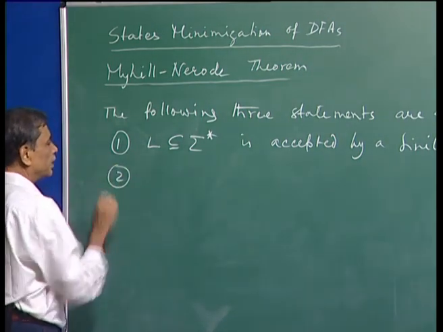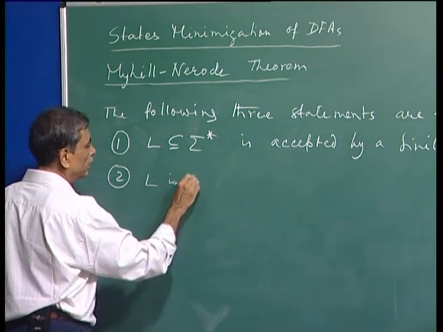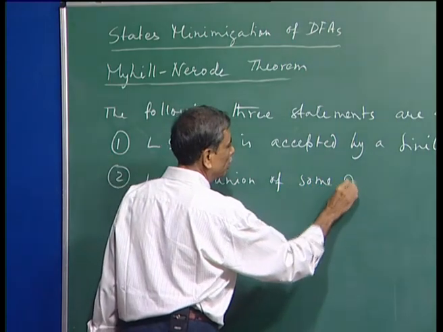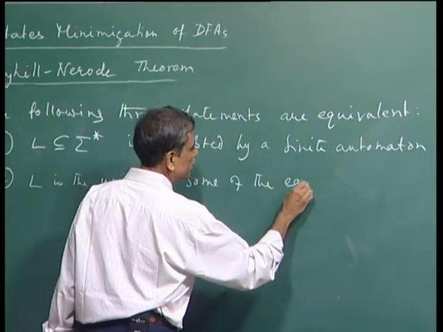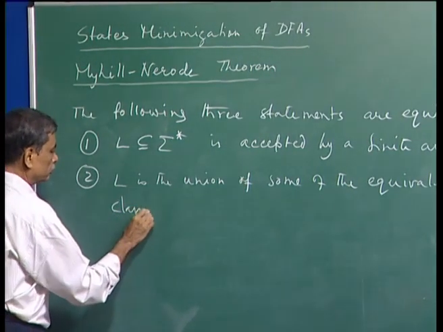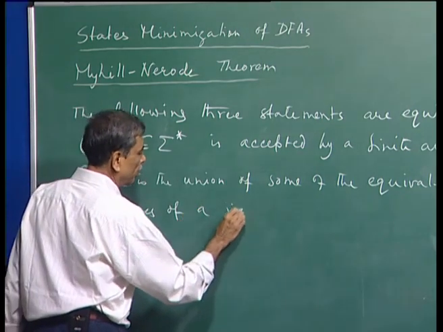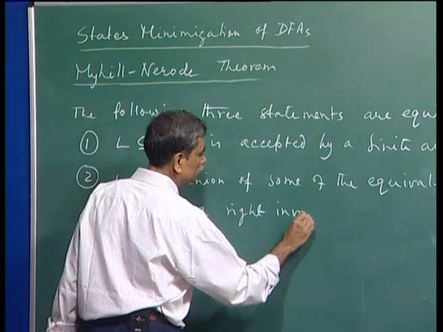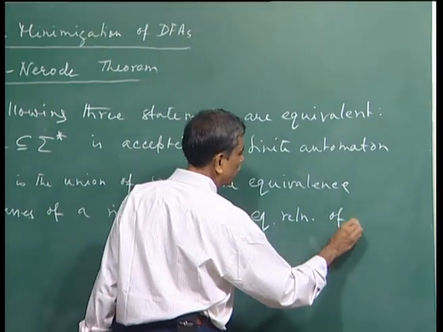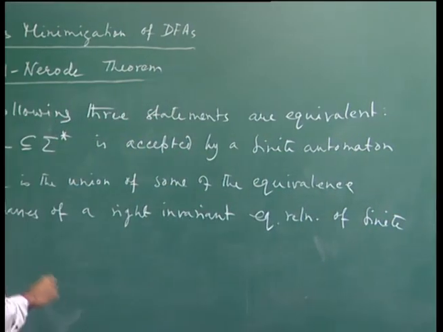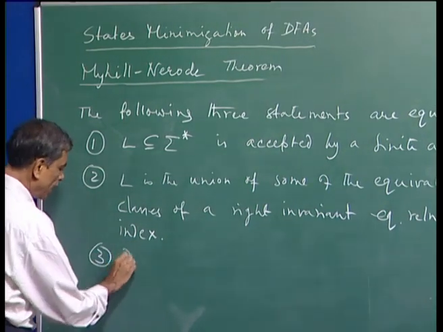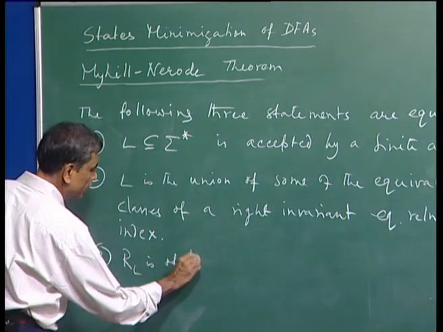And the second statement says L is the union of some of the equivalence classes of a right invariant equivalence relation of finite index. And the third says RL is of finite index.